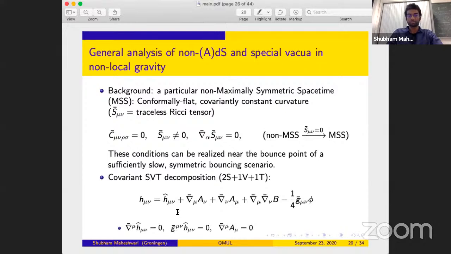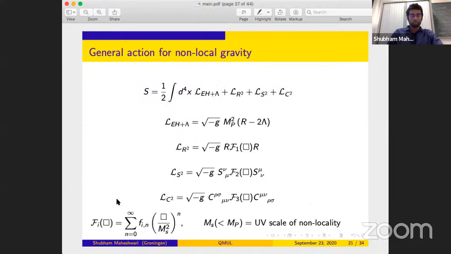In order to match the degrees of freedom on the left and the right hand side, you need these conditions, and this is the maximal decomposition that you can have covariantly for this h_μν. So I want to see what the degrees of freedom look like in this theory.